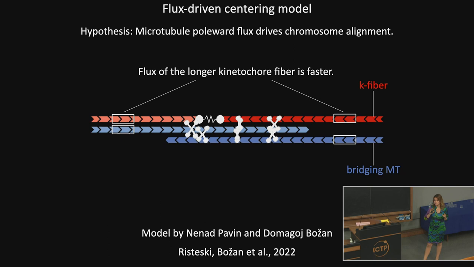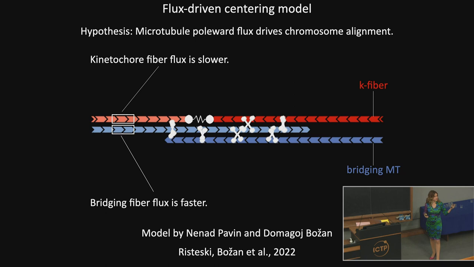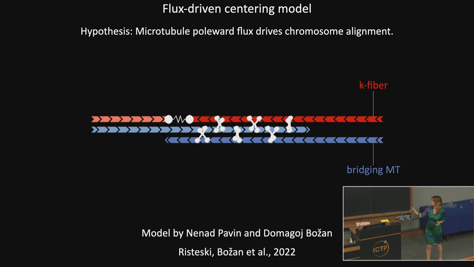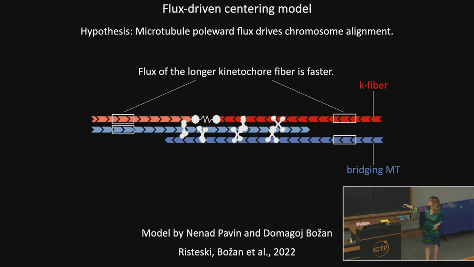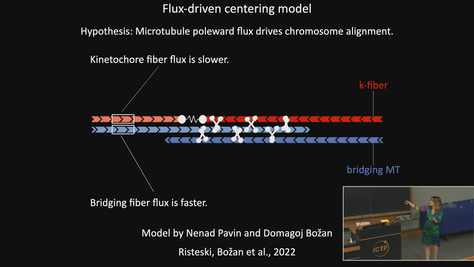And this has happened several times for us now, and I will show you this example. What Nenad was saying is, if what I have shown you before is true, that there is polar flux and this bridging fiber and so on, then it must work like this, because this is based on basic principles of geometry of the system and properties of microtubules and motor proteins. And he made this kind of model.